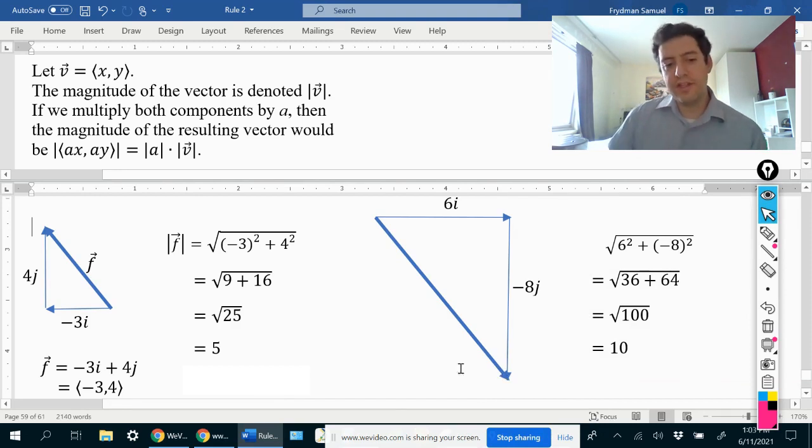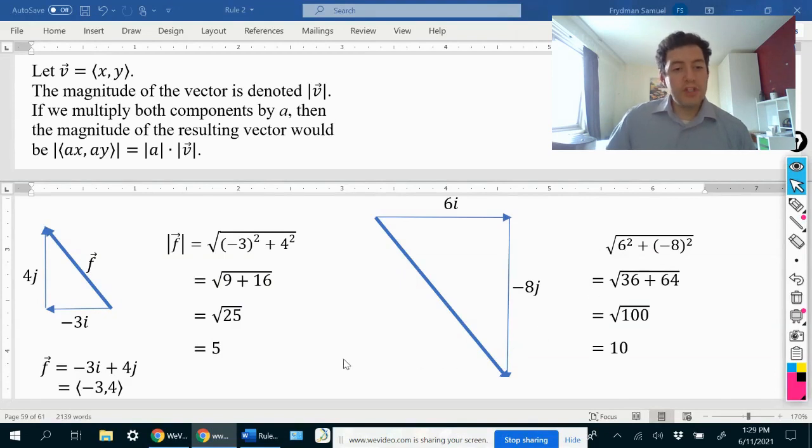Okay, and recall that this vector over here had a magnitude of 5. So when we took this vector and we multiplied the components by negative 2, the magnitude of the resulting vector became twice as large. Okay, the vector itself became twice as long.